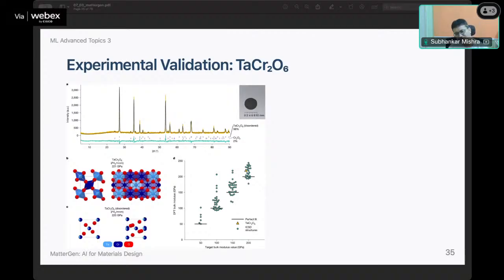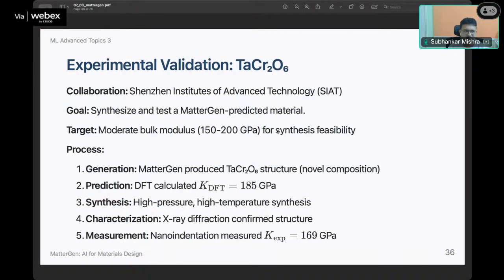It's not that they ended the paper just with a theoretical thing that, okay, we have a model that could generate. They ended up collaborating with experimentalists in the real world to actually synthesize a predicted material. Here they wanted to target, let's say, a bulk modulus of 150 to 200 GPa, for synthesis feasibility basically.